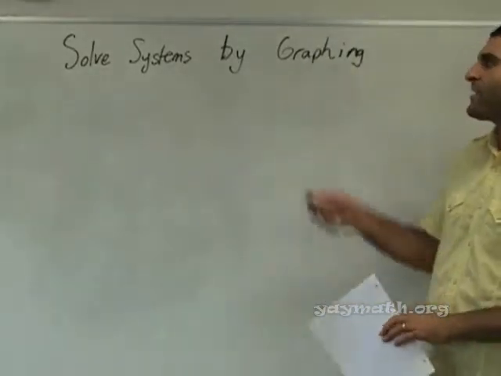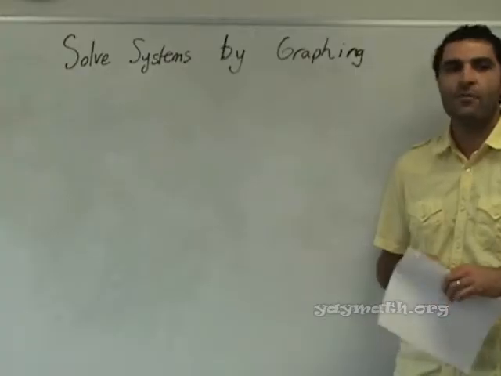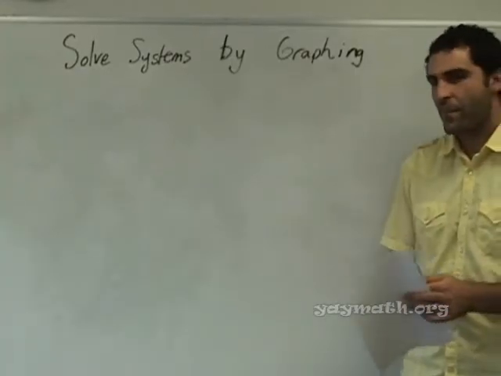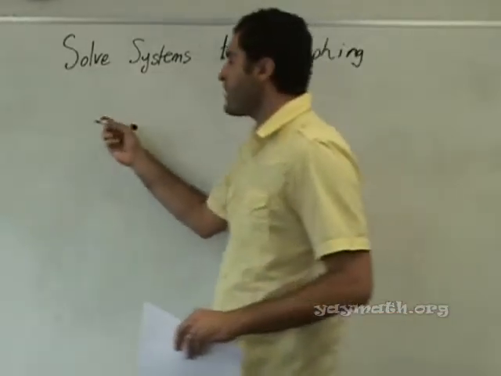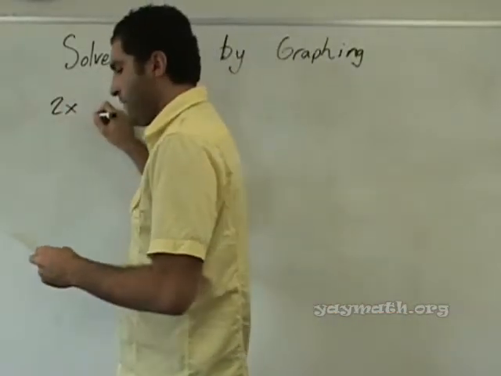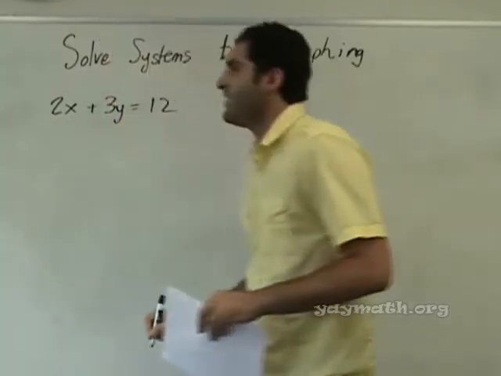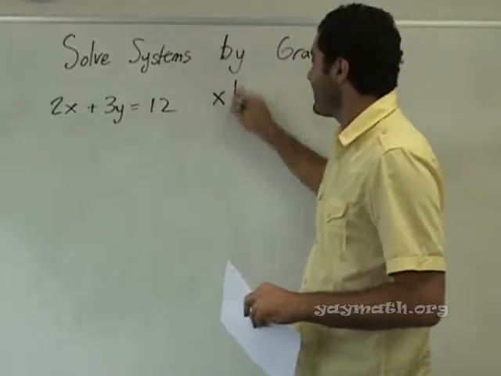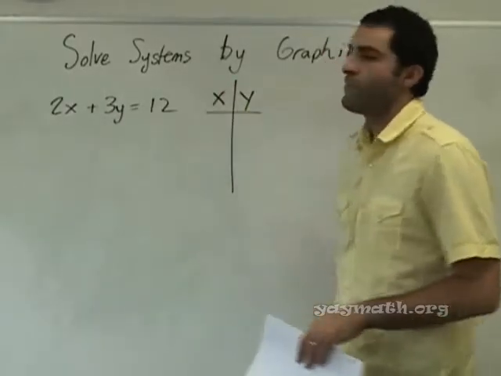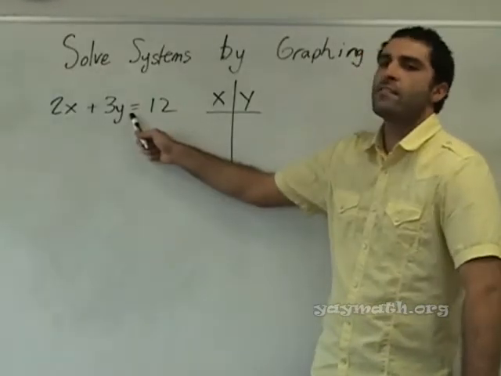MathemaSUNSHINE is here for a lesson on solving systems by graphing. This should be a pretty straightforward lesson. I hope we get to it pretty easily. So let's define what we mean by a system first. You see on your paper, we have 2x plus 3y equals 12. If I wanted to plot points here, who can give us one easy point that is definitely on this line?